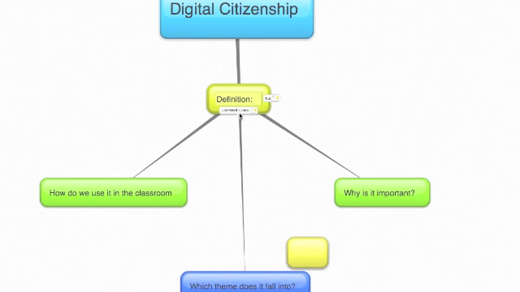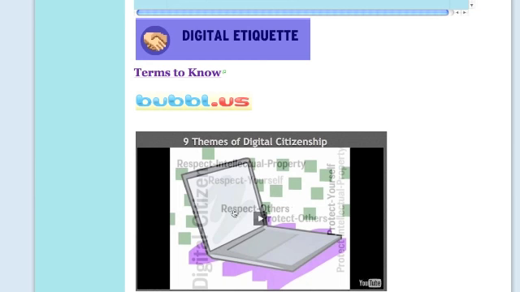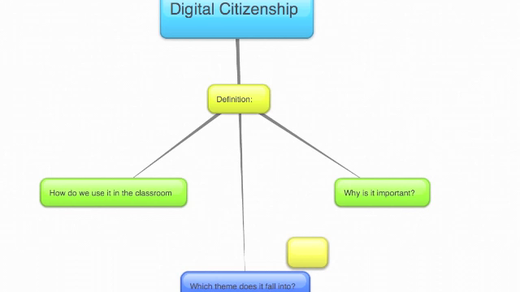Back at my wiki page, you might have noticed that I had a movie here called The 9 Themes of Digital Citizenship. I had students watch that several times to get an idea of where their word worked. When they were ready, they exported it as a JPEG. It went great into their server space, their folders in school.